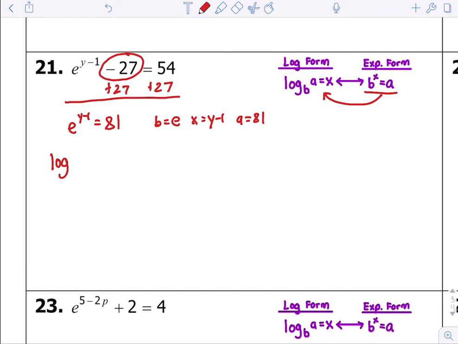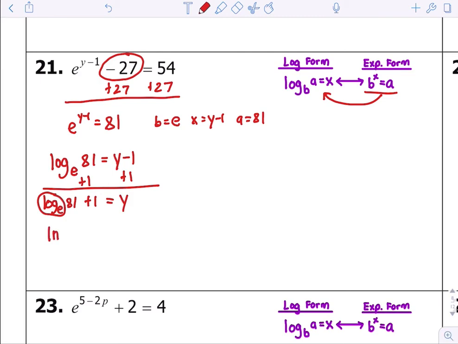Log base b, which is e, our a value is 81, and our x value is y minus 1. Now we just solve for y, so let's add 1 to both sides. Log base e of 81 plus 1 is equal to y. Now let's change this to be ln, so you can put it in our calculator. So ln of 81 plus 1 is equal to y. Put that in your calculator, so do ln of 81 first. So ln of 81 plus 1, it's going to give us 5.39.